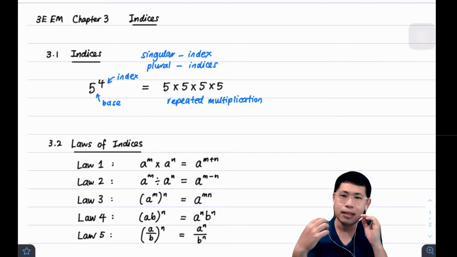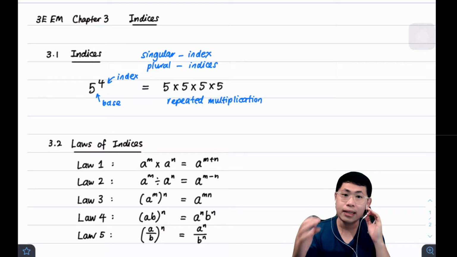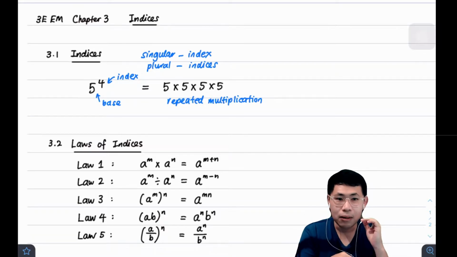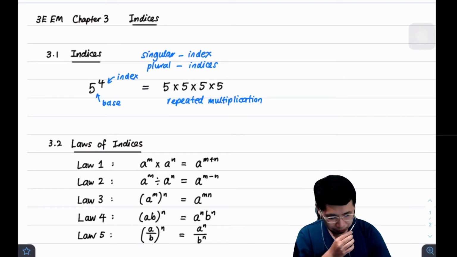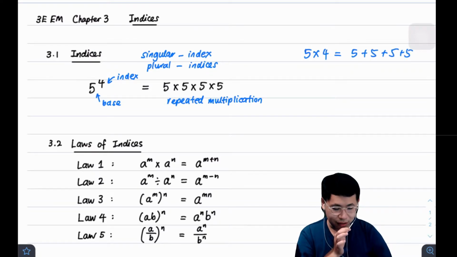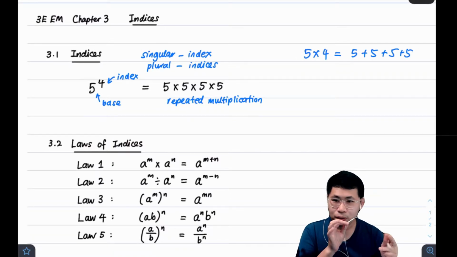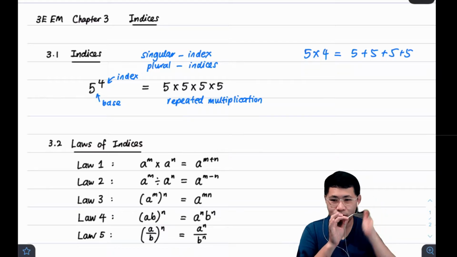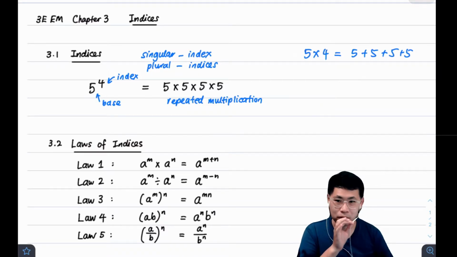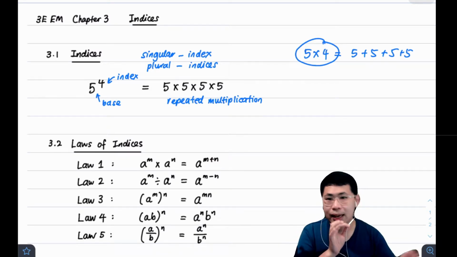So actually, these indices give us a very smooth, easy way to write down repeated multiplication. It is just an extension of what we've always been doing. For example, last time we had 5 times 4, which actually means 5 plus 5 plus 5 plus 5, 4 groups of 5. For index, it is just 5 times 5 times 5, so it's just a repeated multiplication, just as 5 times 4 is a repeated addition.